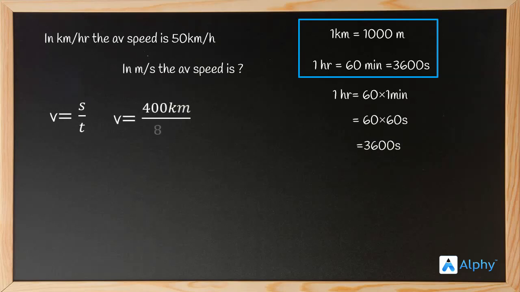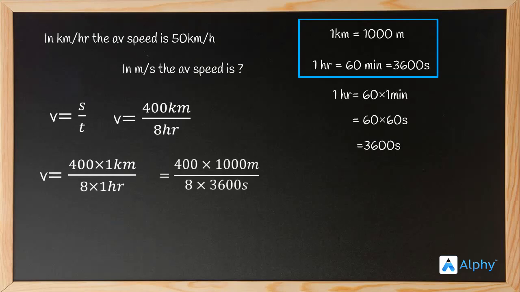Now we have this. We did this in the previous slide, correct? V equals 400 kilometers by 8 hours. This is from the data that they have given us. So what will we do? From that kilometer, we'll convert it to meter, and the hour we will convert into seconds. So when we do that, 1 kilometer is 1000 meters and 1 hour is 3600 seconds. So we have substituted it, and after we calculate, what will we get?